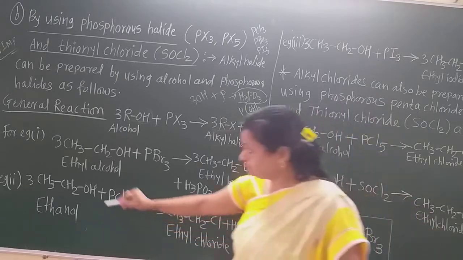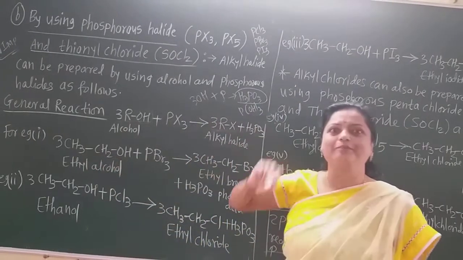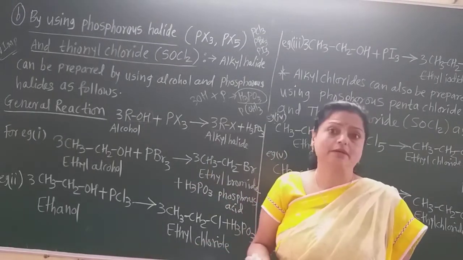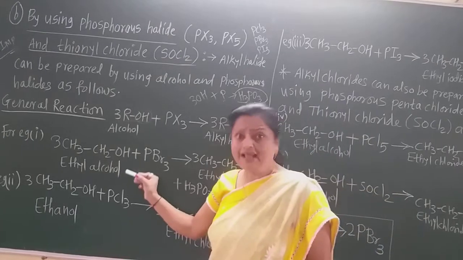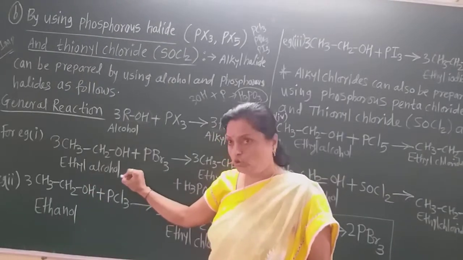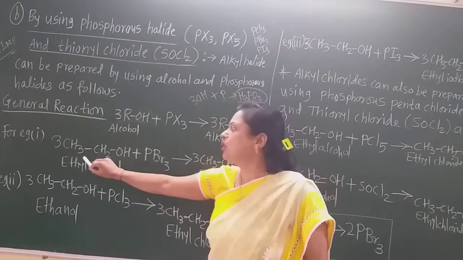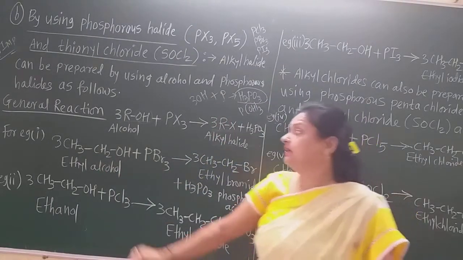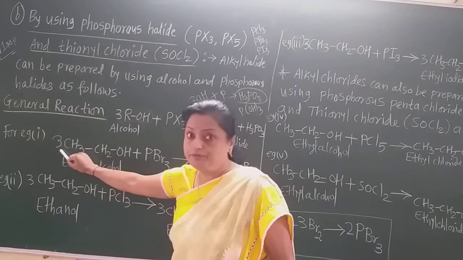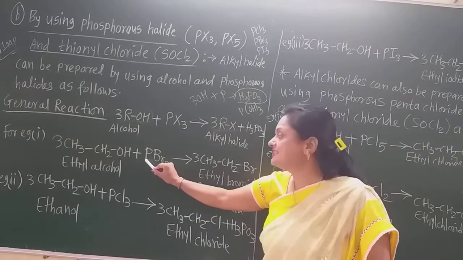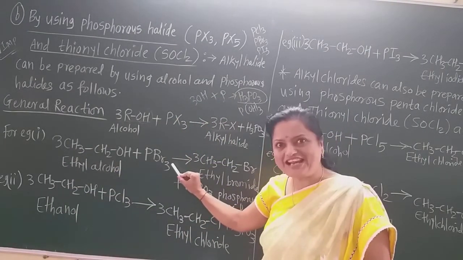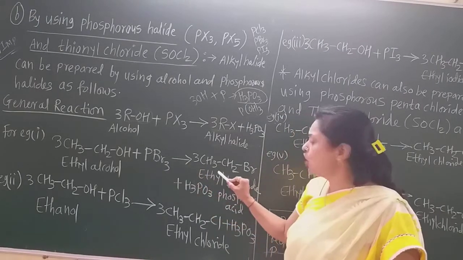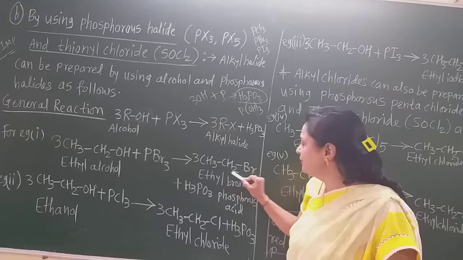Now see here the first particular example, which is not given in the text, but they always ask us for a particular example. You can take any alcohol here. I take here ethanol or ethyl alcohol. This is the formula of ethanol, CH3CH2OH. I told you that 3 molecules must be used for the alcohol. And I take here which phosphorus trihalide? Phosphorus tribromide. Definitely there is the formation of ethyl bromide.